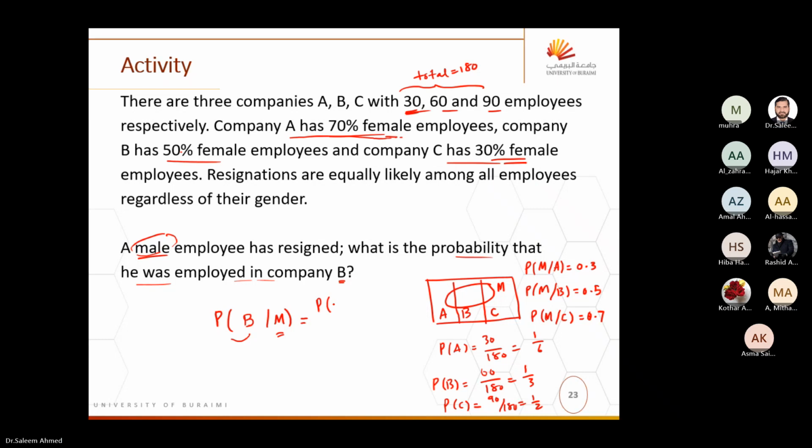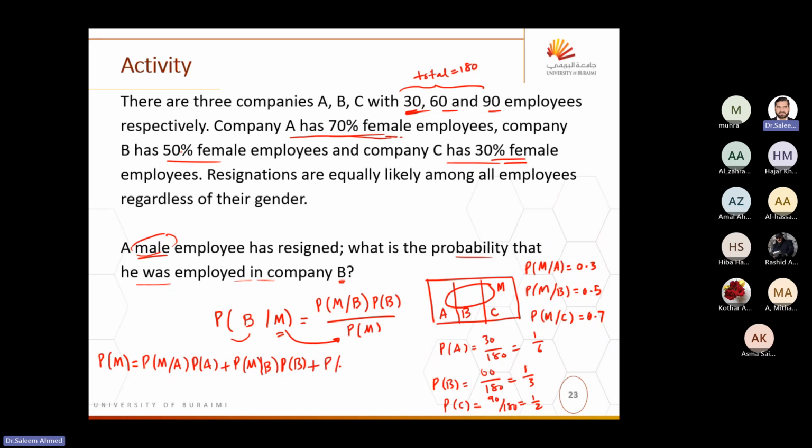But my Bayes rule says that it is probability of M given B into probability of B, divided by probability of M, right? They did not give me M directly, but we can use the law of total probability and calculate this separately: M given A into probability of A, plus M given B into probability of B, plus M given C into probability of C. You can keep that within the formula. There is no problem.